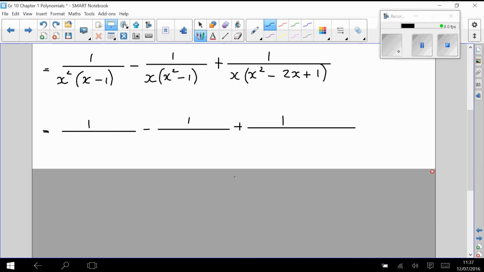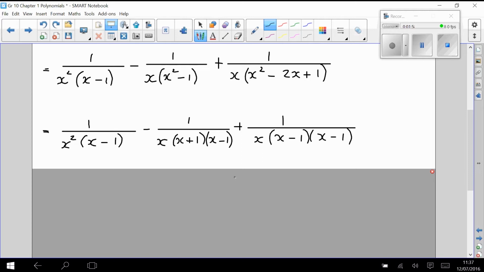You can see that only the first denominator is fully factorized, and so I need to continue factorizing in both the second and the third denominators. The second denominator has a difference of 2 squares in the bracket, which gives me 2 further brackets of x plus 1 and x minus 1. The third bracket is a trinomial, and when I factorize this, I'm going to get that it's x minus 1, x minus 1. Now my denominators are fully factorized.